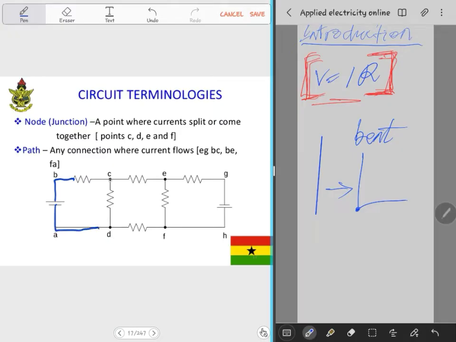But then when we have a point like this, when you look at this point here, so that's C, D, E, and then F, you see that there are more than two wires at that junction. How many wires are there? You can see here's 1, this 2, this 3. Here 1, 2, 3. And then 1, 2, 3. The same here.